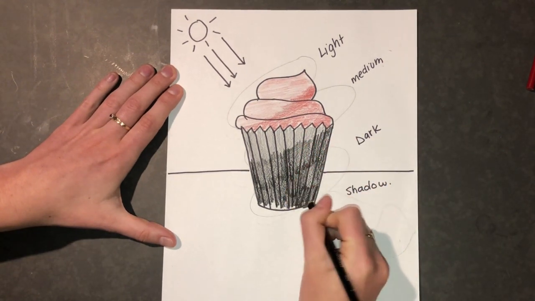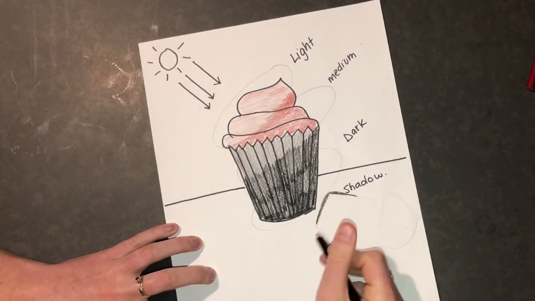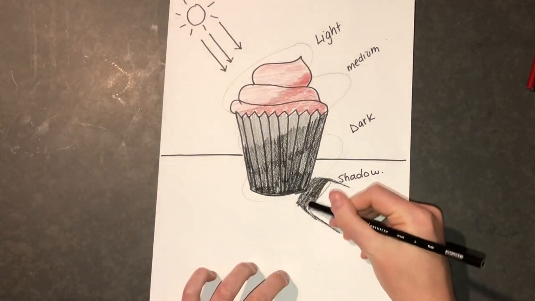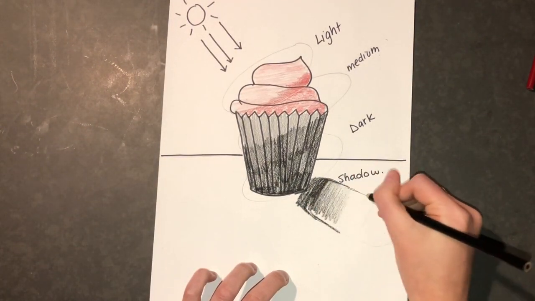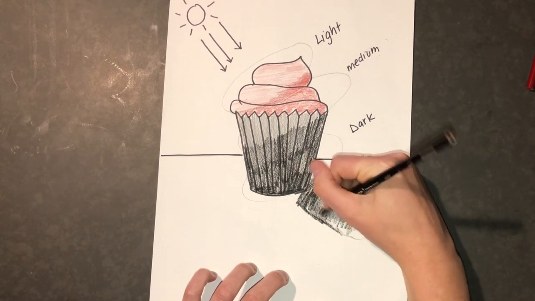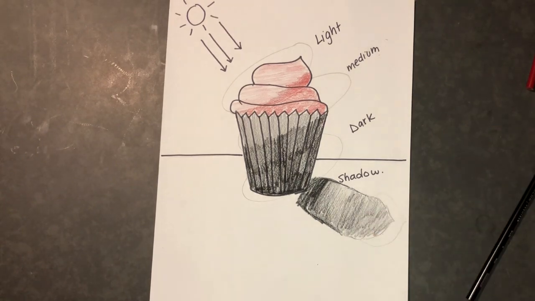When coloring your shadow, you want the value to go dark to light. The closer the shadow is to the object, the darker. The further away the shadow from the object, the lighter. This is a difficult concept. Try practicing a few times before coloring on your final paper.